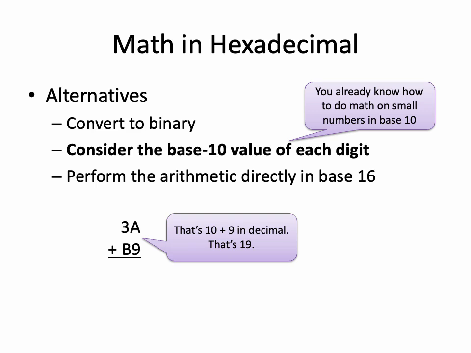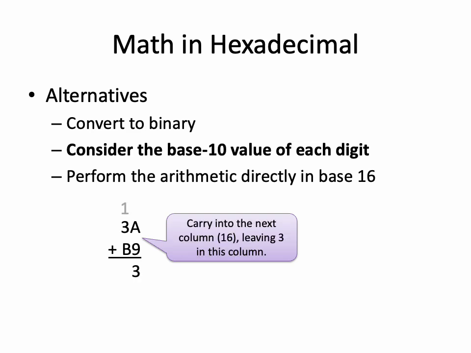Another way to do it is to think about what the base 10 value is. This basically just relies on the fact that we have memorized our base 10. So A plus 9, we know A is 10, right? So convert it to decimal. And 10 plus 9 is 19. 19 is going to be 3 carry a 1. And now I have 1 plus 3 plus B, which is 1 plus 3 plus 11, which is 15, and then convert it back into hexadecimal. That's going to be F.